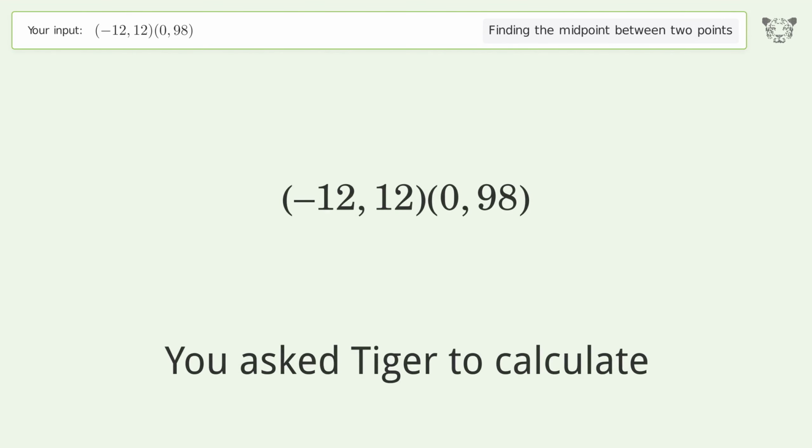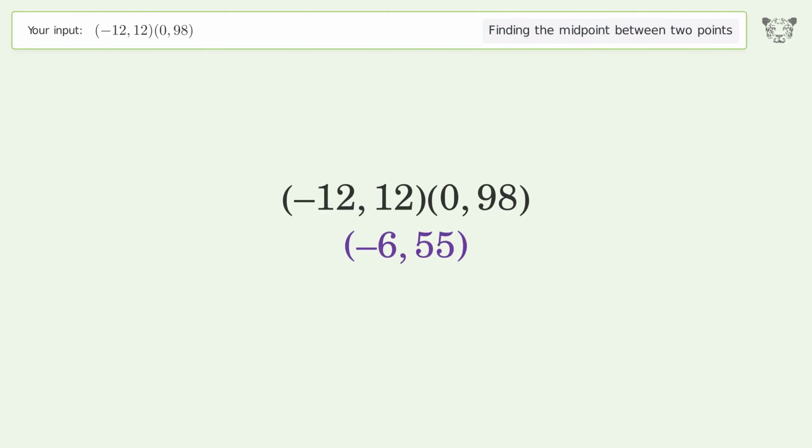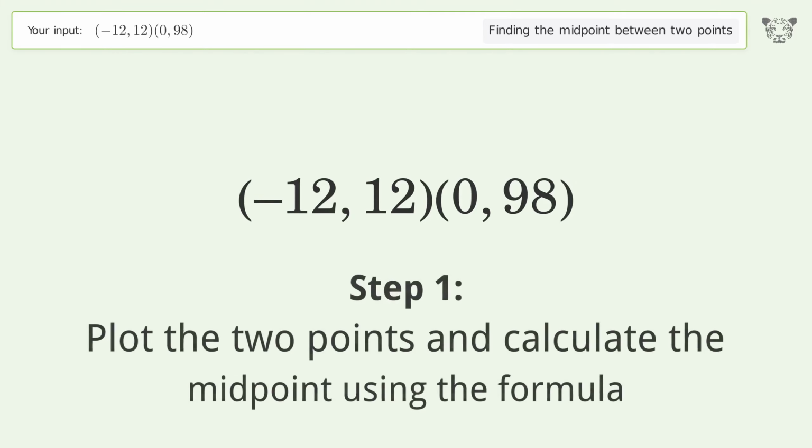You ask Tiger to calculate. This deals with finding the midpoint between 2 points. The midpoint between the 2 points is -6,55. Let's solve it step by step. Plot the 2 points and calculate the midpoint using the formula.